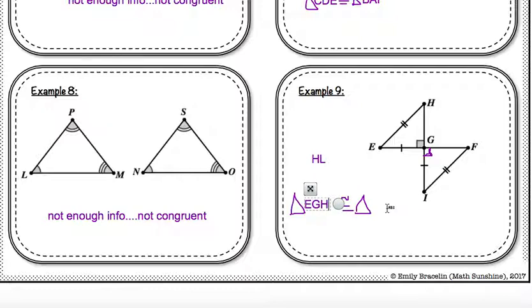Triangle EGH is congruent to, well, since angle E is next to the side that has 1 marking, I need to start with angle I on this one. IGF.